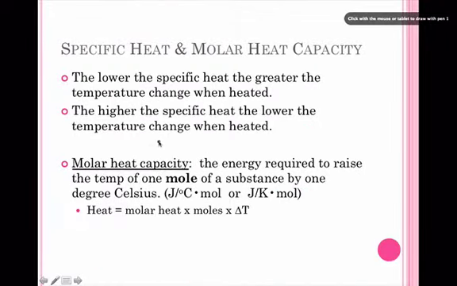Alright, so the lower the specific heat, the easier it is to heat it up or cool it down, so the faster you're going to get the temperature changes. The higher the specific heat, the lower and slower the temperature changes will be, because it's going to be harder to heat up those substances with really high specific heats. Molar heat capacity is just another version of the specific heat where we talked about joules per gram degree Celsius, except this is in joules per mole degree Celsius. So your molar heat just uses moles instead of grams.